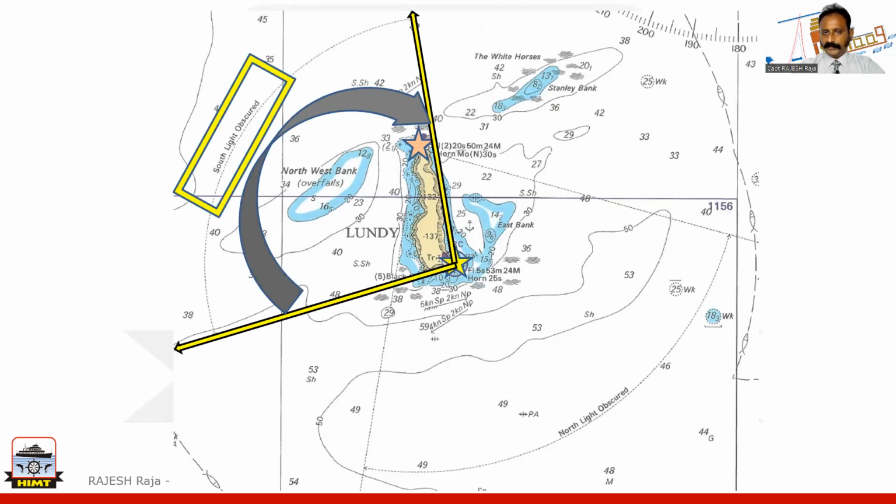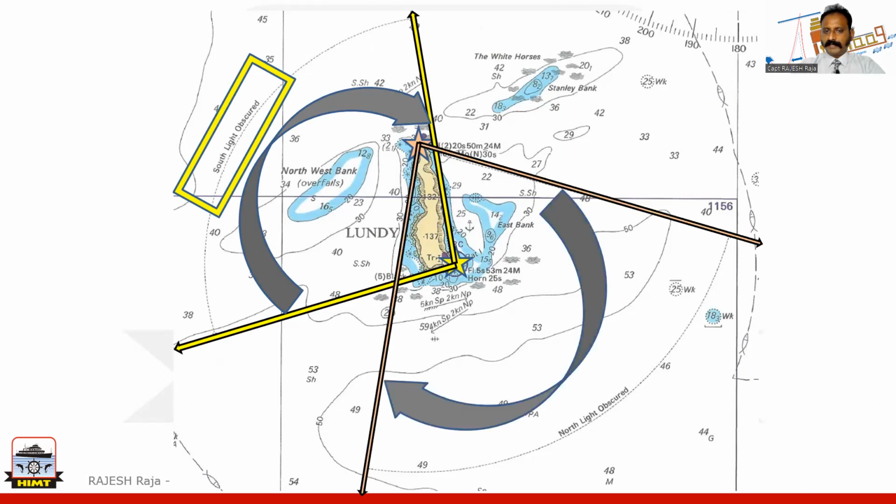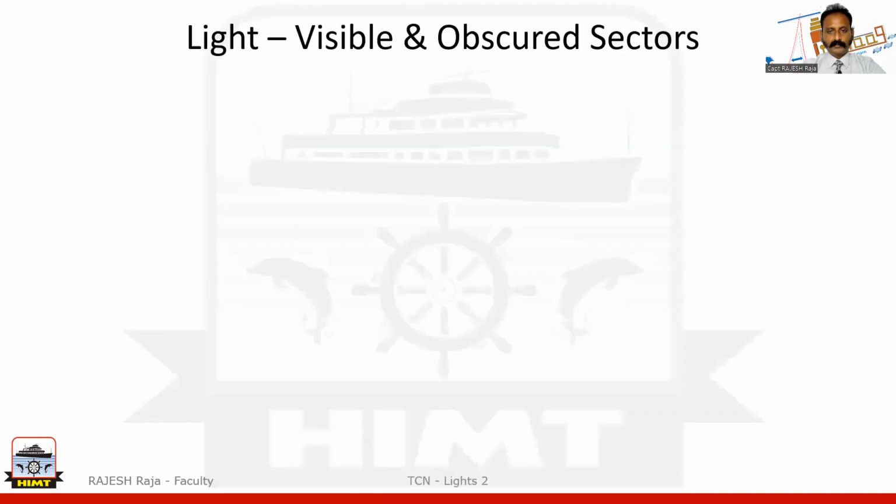Similarly, the north light on the southern side has got the island. So it will also have an obscured sector. So it is black and dark here. You cannot see that light. And that is why it is called north light obscured. Again, if you see, I got position lines here. So I'm going to quickly show you in the next page how I'm going to use this visible and obscured in my practical life also, and at the same time for my questions.